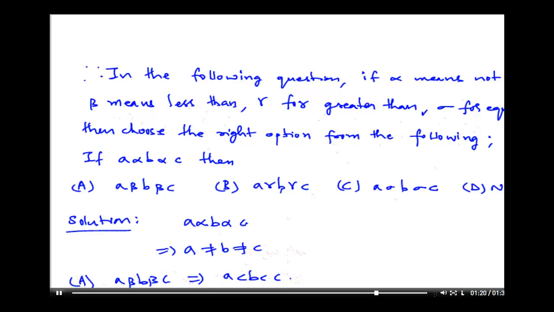We'll go for C: A sigma B sigma C. That implies A is equal to B is equal to C. Definitely this is contradicting the given statement. Therefore, the answer is choice D.